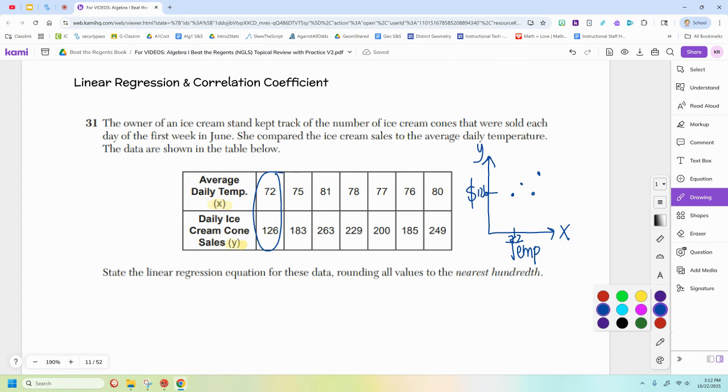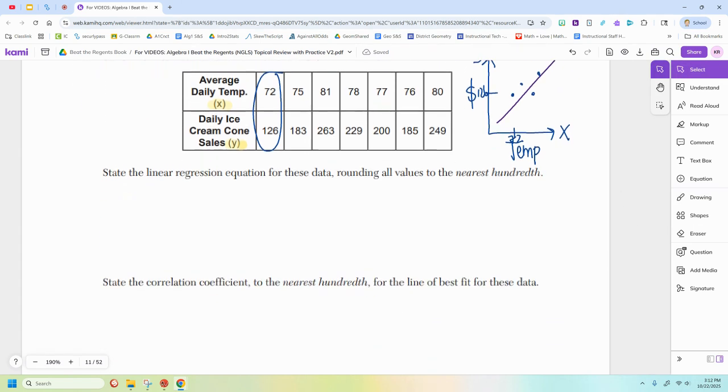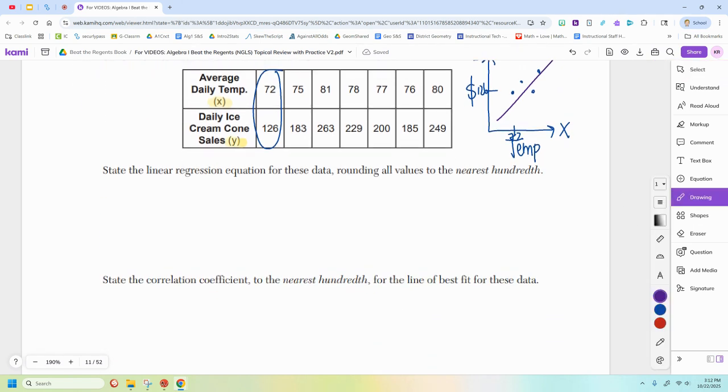Now, the reason why we're not making the scatter plot is because we're going to use our technology to make an equation for the line, or the linear regression line, that fits the data the best. So we go down to our first of two prompts. So the first prompt, it says, state the linear regression equation for this data, rounding all values to the nearest hundredth.